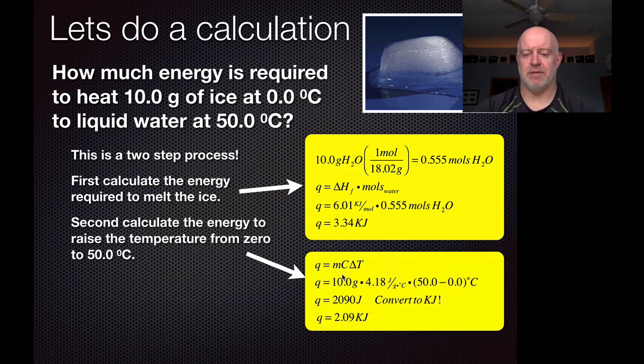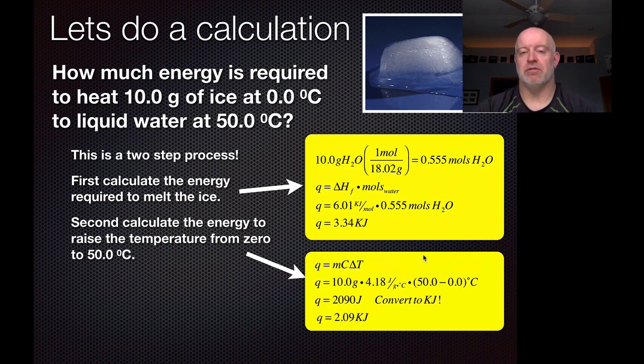So we took our 10 grams and the specific heat capacity of water. We went from 0 to 50, so final minus initial, because it was warming up. Again, it should be positive. This is in joules. I converted to kilojoules, and then I add the two together, okay?